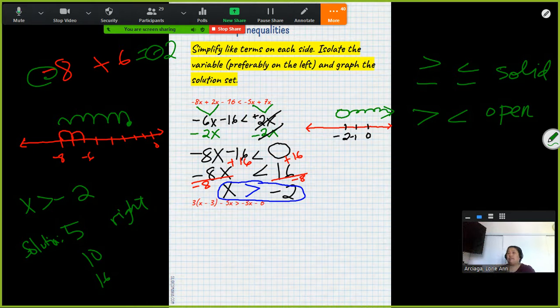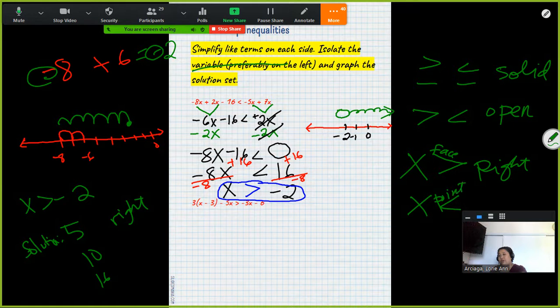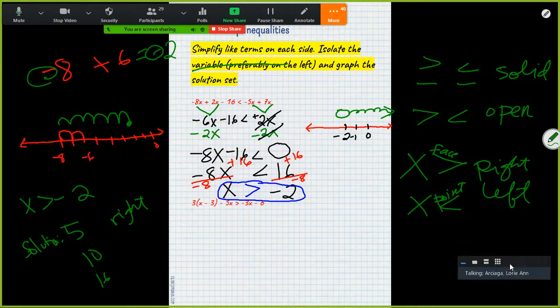Okay, another way to graph it is the reason why I asked you to put the variable on the left. If the inequality is facing the variable, then you go to the right. But if the inequality is pointing to the variable, then you go to the left. So that's another shortcut that you can use to figure out whether your shade is going to the right or to the left. Okay, are there any questions?